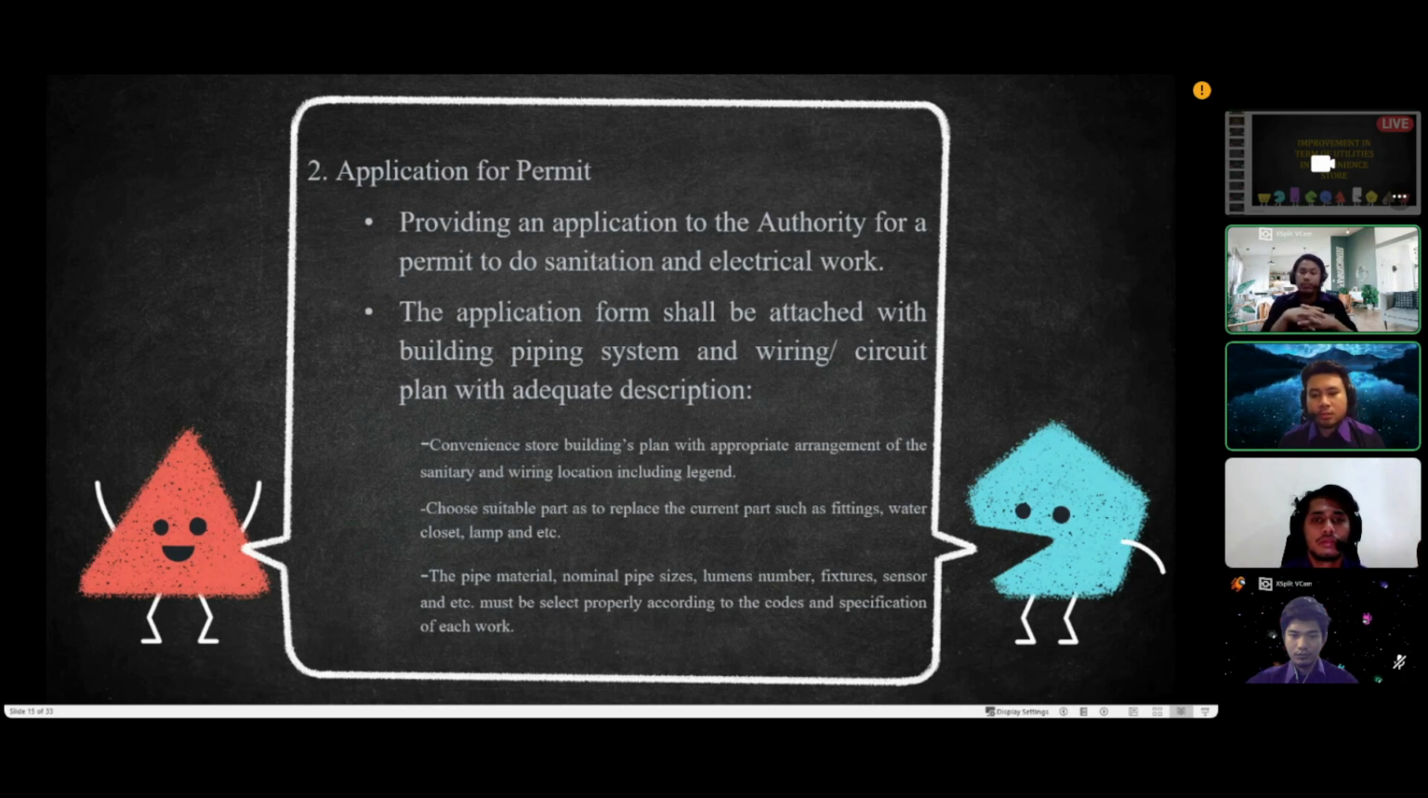As you can see here, first of all, the convenience store building's plan and appropriate arrangement of the sanitary and wiring location, including the legend. Second, choose suitable parts to replace the current parts, such as fitting, water closet, lamp, and so on. Last, the pipe material, the nominal pipe size, the lumen numbers, fixtures, sensors, and all of these must be selected properly according to the codes and specification of each work.